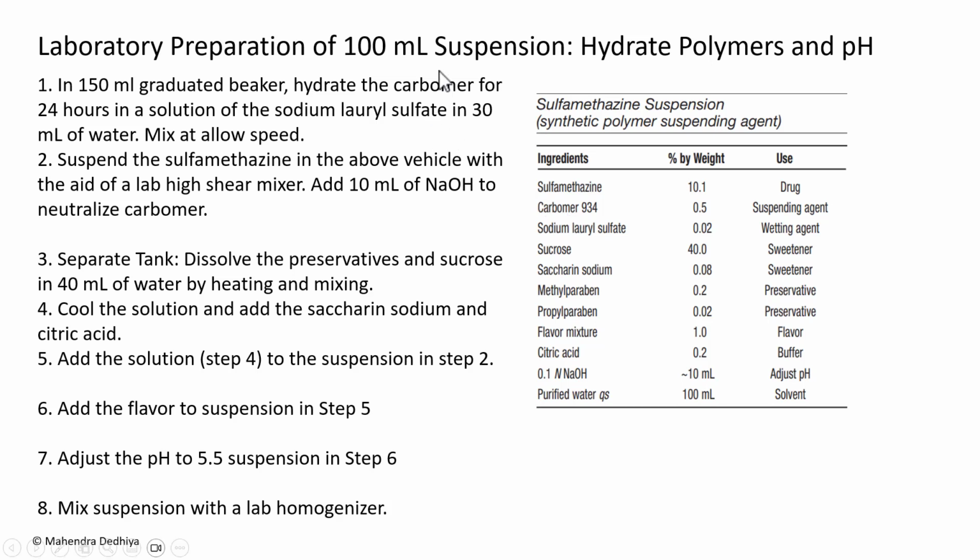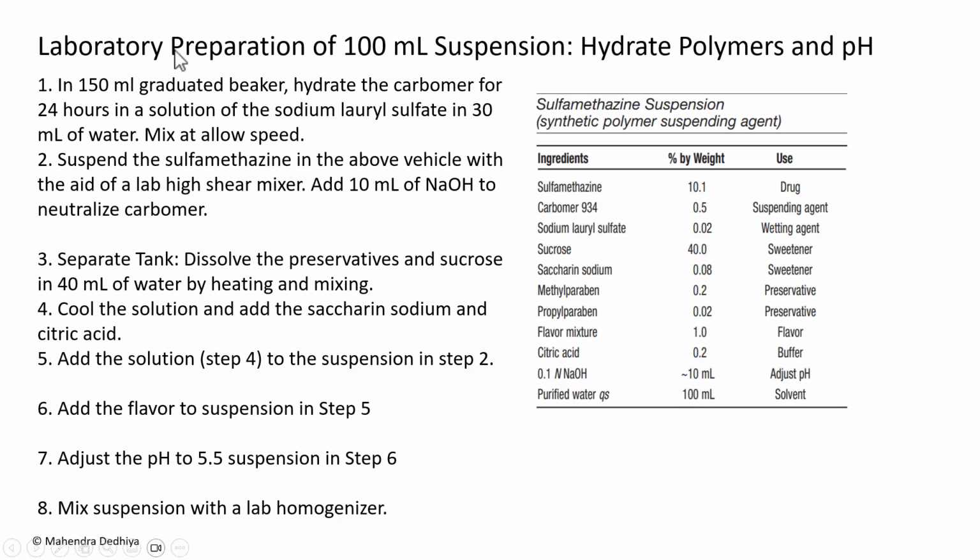Procedure: in a 150 ml beaker, hydrate the carbomer for 24 hours and mix at low speed for solubilization of carbomer into water. Suspend sulfamethazine active drug in 30 ml of water containing sodium lauryl sulfate and carbomer. Use again lab high shear mixing condition, intense mixing.